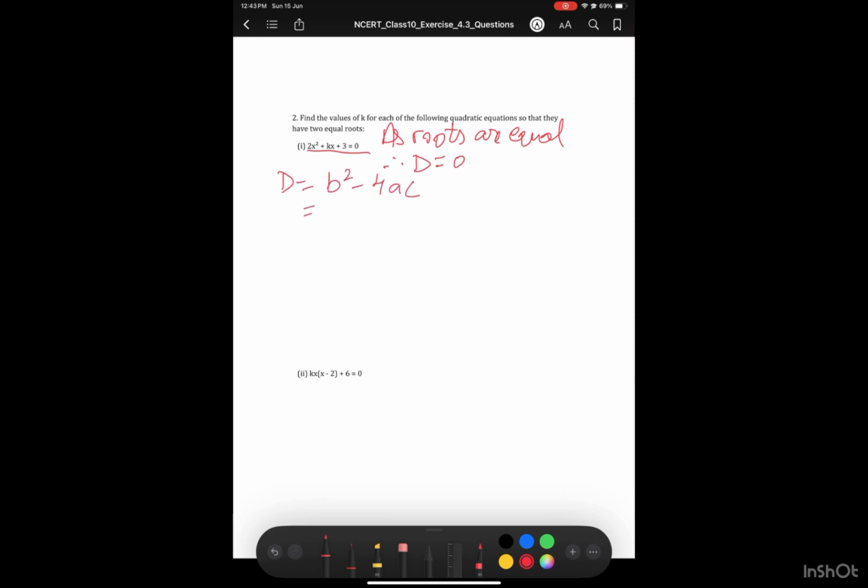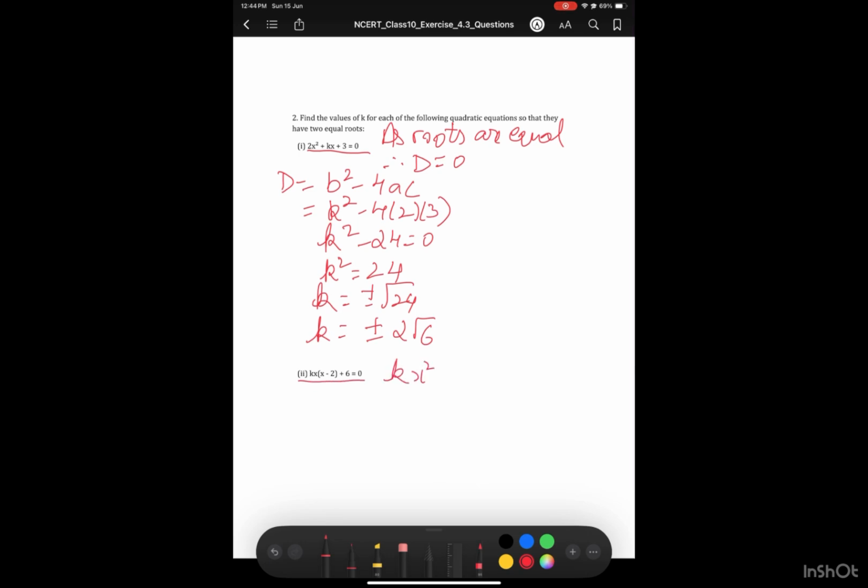In this equation, a is 2, b is k and c is 3. So I have k square minus 4 into 2 into 3. K square minus 24 is equal to 0. K square will become 24. So k will become plus minus under root 24. Now I believe everyone knows how to find out plus under root 24 using prime factorization, and that is 2 under root 6. So k is plus minus 2 under root 6.